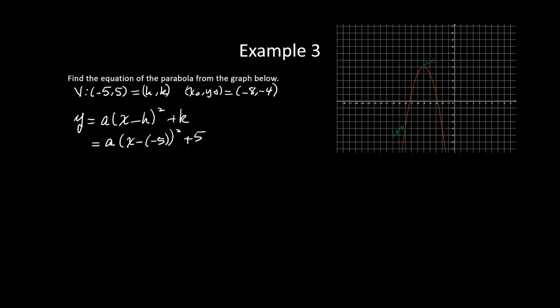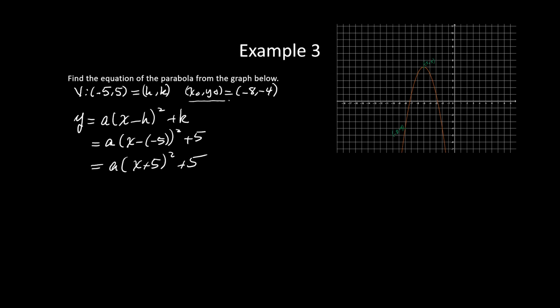Plus 5, or a times (x plus 5) squared plus 5. That's great. We're almost done. Now we need to get a. And just from the look of the graph, a is going to be negative. So if we get a positive a, we made a mistake. Let's go ahead now and solve for a. How do we solve for a?